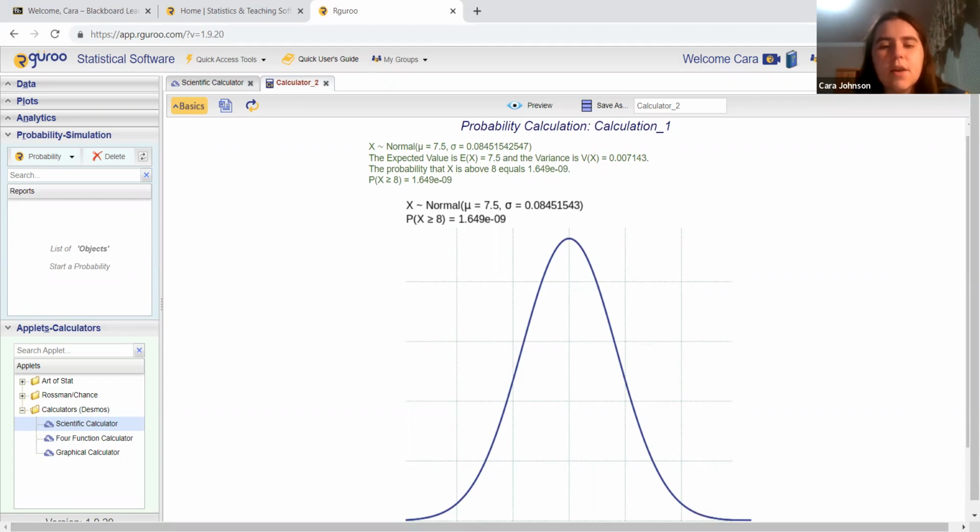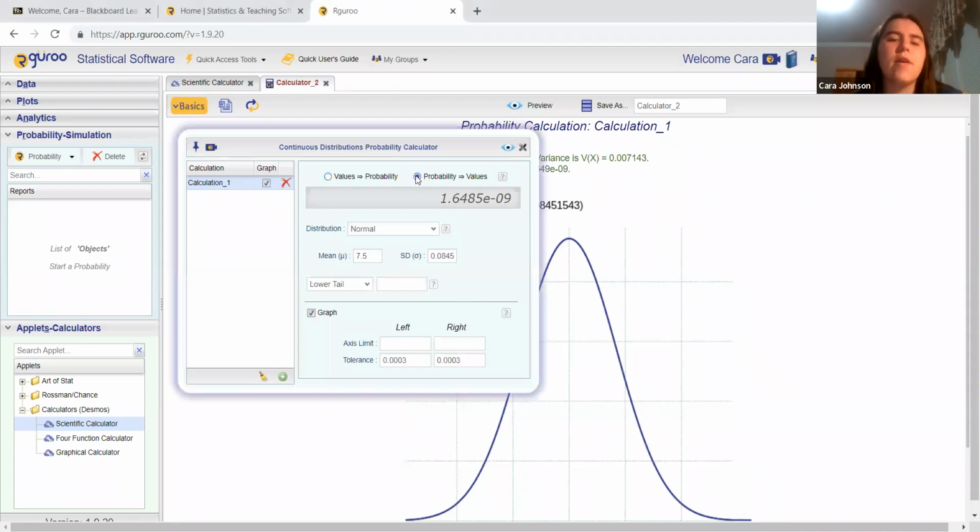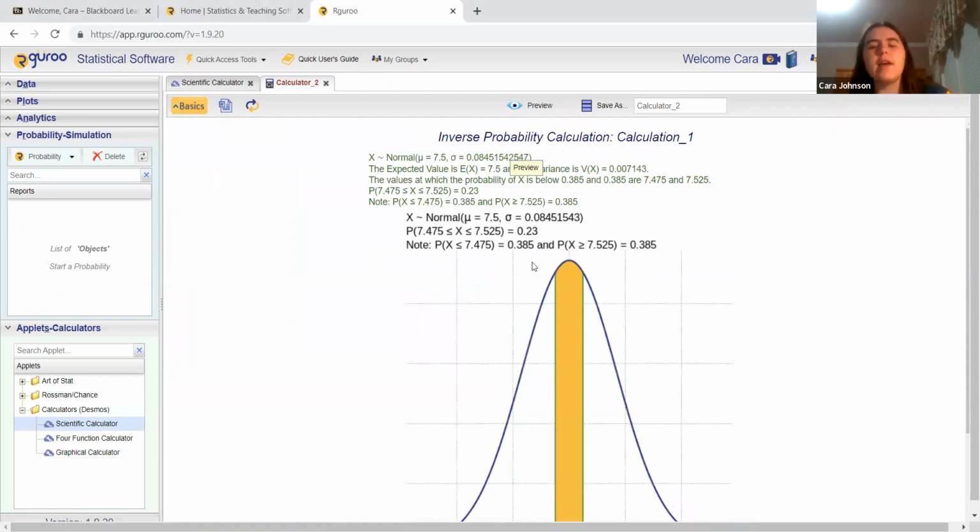And then the next one, I'm asked for the middle 23%. So now I'm looking for a data value, so let me change the button here. If I have 23% in the middle, that means I have 77% remaining to split over the two edges. 77 divided by 2 gets me 38.5. So I'm going to put between tails 0.385 and 0.385. Hit the eyeball, and I get that it's between 7.475 and 7.525.